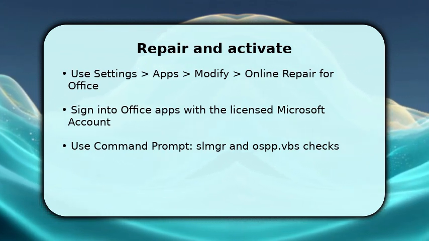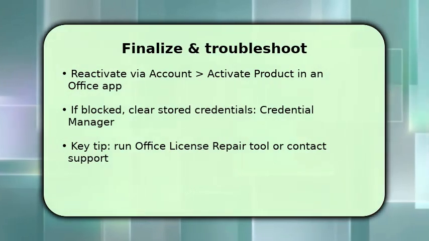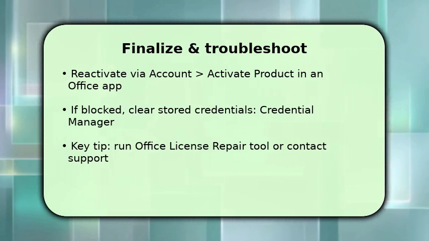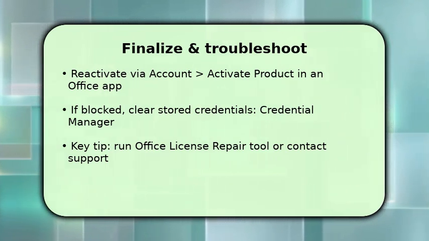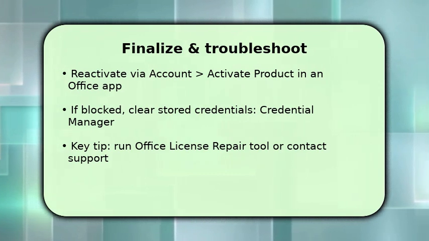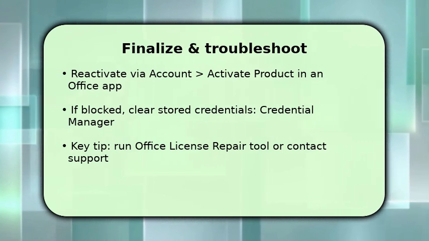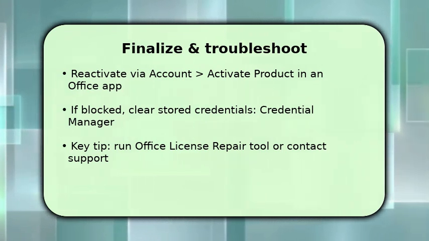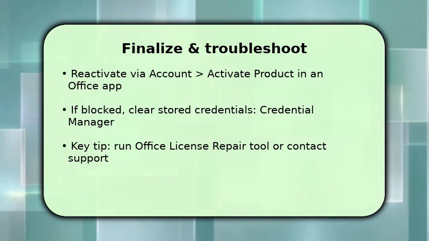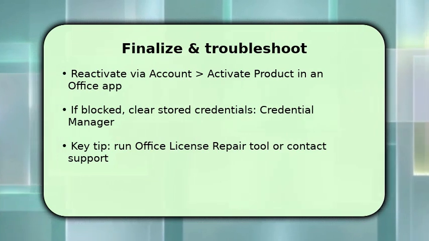Open any Office app, go to Account, and choose Activate Product to finalize the link to your account. If activation is blocked, sign out, clear saved Office credentials in Windows Credential Manager, and sign back in. This removes stale tokens that cause failures. Make sure Windows is up to date so licensing components match. If problems persist, run the Office License Repair tool or contact Microsoft support with your product key and account info for assisted resolution.